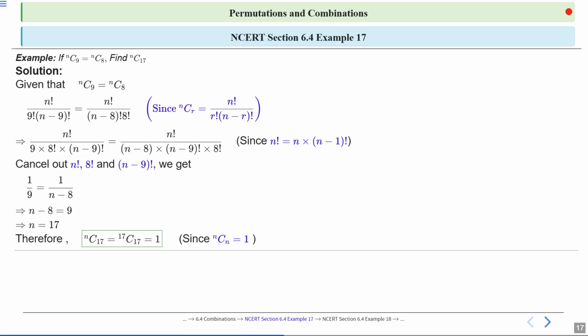Therefore, nC17 equals 17C17. This is equal to 1, since nCn equals 1. Clear?